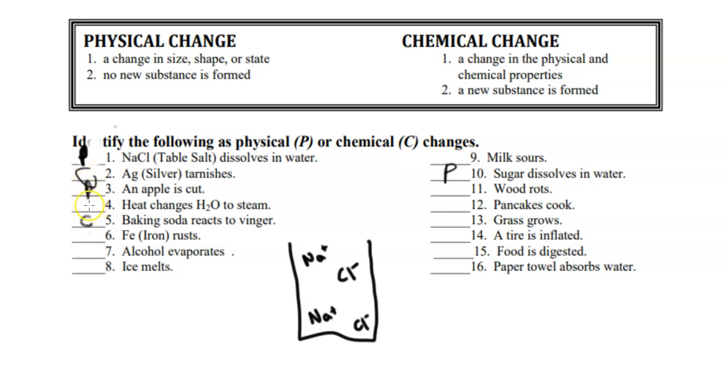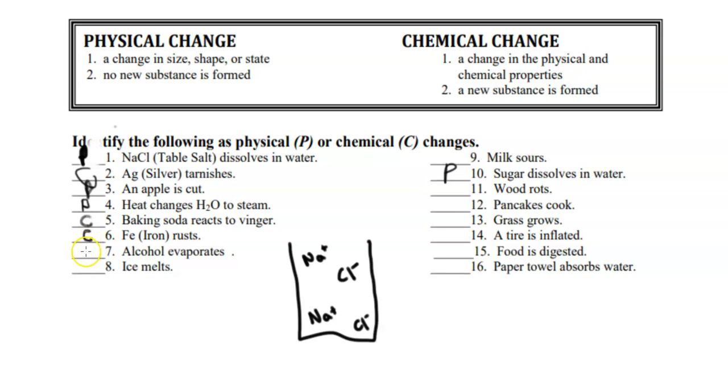Chemical change. Heat changes water to steam? Physical. Do you know why? Because it's still water. If you change ice to a liquid, it's still H2O. If you then heat that to a steam, it's still H2O. Iron rust is chemical.